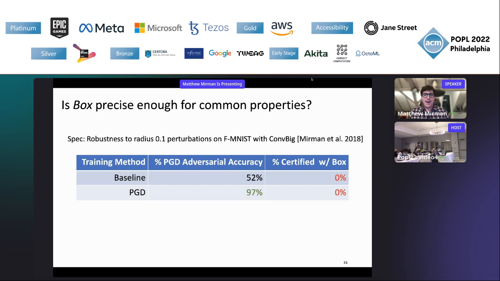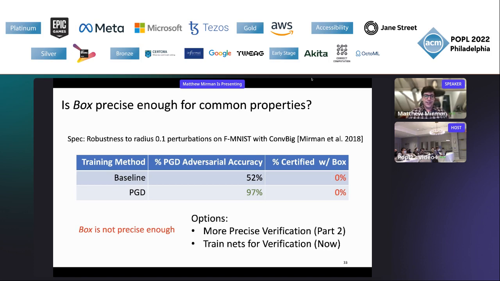We expect that a number of images should be actually certifiably robust, but we cannot do it with Box. So Box is not precise enough for real used networks. So we have two options. The first is that we can use a more precise verification or complete verification, and we'll discuss that more in part 2. And the second option is that we can train nets such that they can be used for verification with, for example, Box.